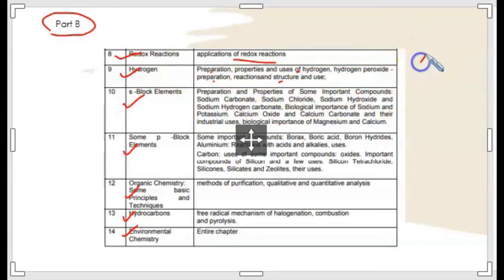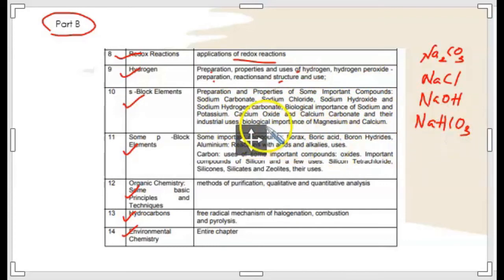which you already studied in your 10th grade, that is Na2CO3, sodium carbonate, and sodium chloride, NaCl, then sodium hydroxide, NaOH, and sodium hydrogen carbonate, NaHCO3. Then the biological importance of sodium and potassium, calcium oxide and calcium carbonate and their industrial uses, and the biological importance of magnesium and calcium. These all are reduced. Almost 50 to 60% of the chapter got reduced.